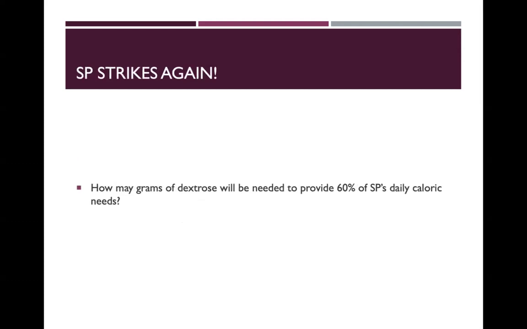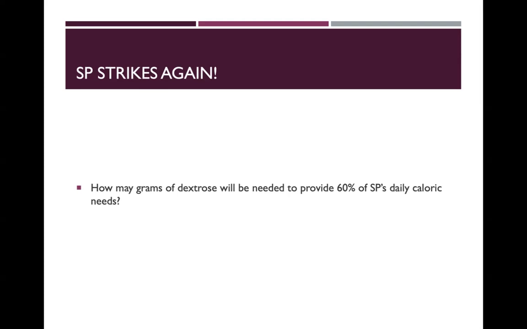So let's apply more math on this patient. How many grams of dextrose will be needed to provide 60% of SP's daily caloric needs? Remember, we said for the 3 macronutrients there are ranges, so that's why I'm giving you exact numbers. Like I said, for her, protein is 1.2 gram per kilogram. For her dextrose, it's 60%. So read the question carefully. It says how many grams of dextrose, that's what we're calculating, to provide 60% of her total caloric needs, not her non-protein caloric needs. Be careful reading these questions, okay?